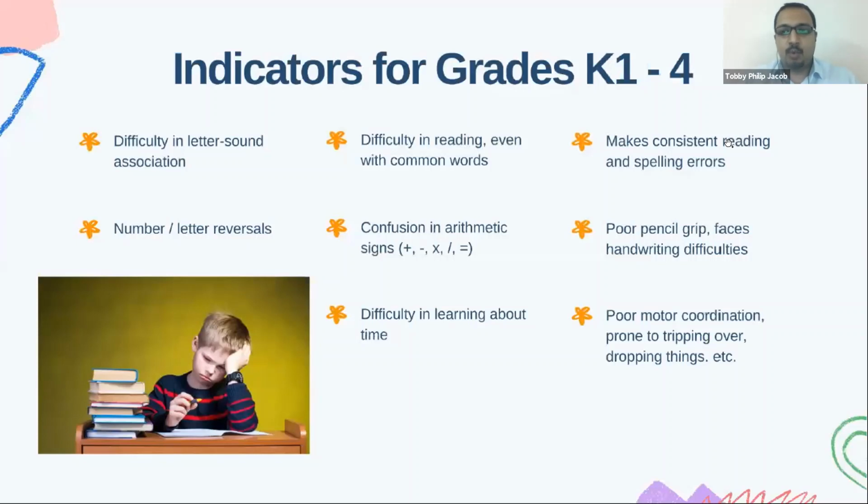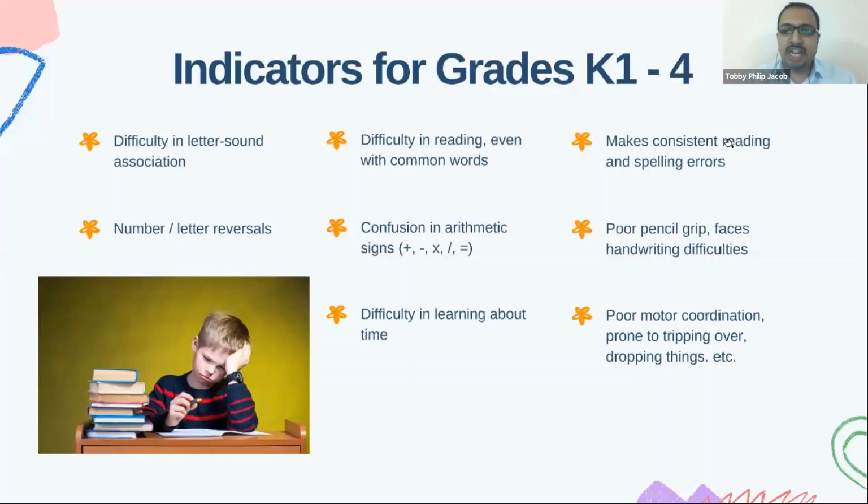The child would face difficulties with letter-sound association. They might be confused by the arithmetic signs. That means a child might add when he is told to subtract. He doesn't understand the sign, and he might add for division. For the division sign over here, we have an oblique, but the normal procedure is a minus with two dots, one on top and one below. If the dots are not segregated properly, the child will think it is to add. So that's what happens most of the time. They have a confusion with arithmetic.